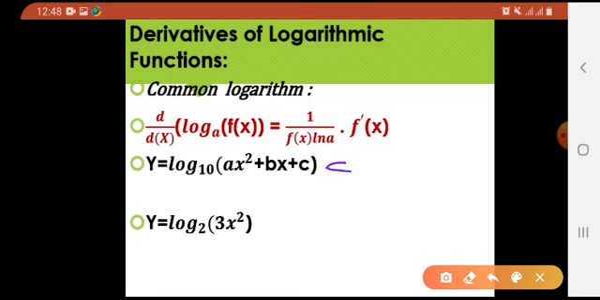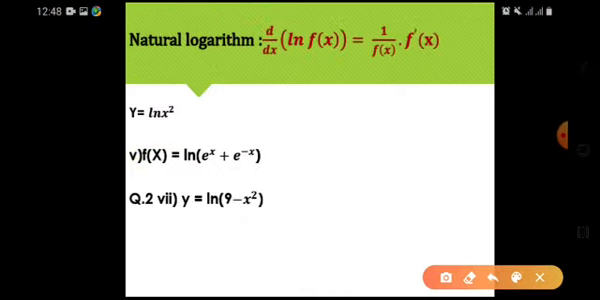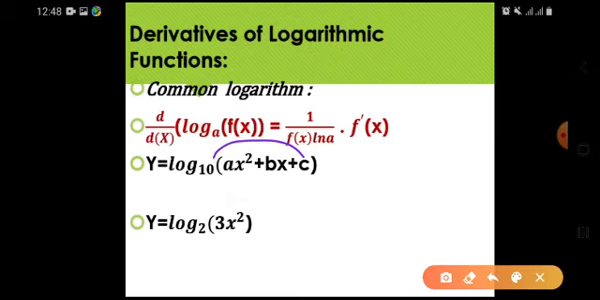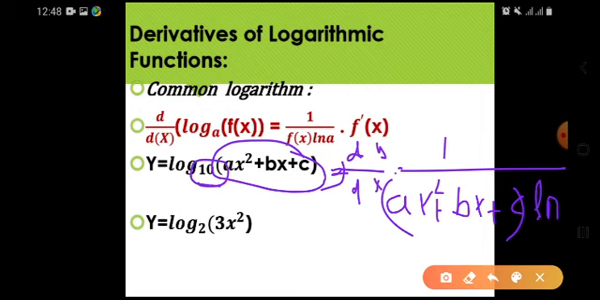Now look at this example. What would be derivative of this dy by dx? क्या आंसर होगा इसका? ये MCQs में बहुत दफ़ा आया है, बस आपको ये लर्न करना है. What would be that? 1 divided by this function. What is the function over here? ax square plus, I'm sorry, ax square plus bx plus c. So my derivative would be, dy by dx would be 1 divided by ax square plus bx plus c into natural log of this base, which is 10 over here.